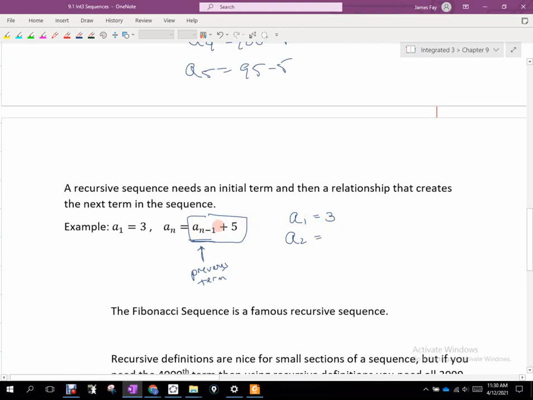So what do I get if I add 5 to this? Take the previous term, add 5, you get 8. Okay? A sub 3. Take the previous term, add 5 to it. Okay, so that's going to be 13. A sub 4, previous term, add 5 to it. Okay, so now here's my question. That's recursive. And if I want to find the 80th term, I would have to go out to 79 terms here, right?